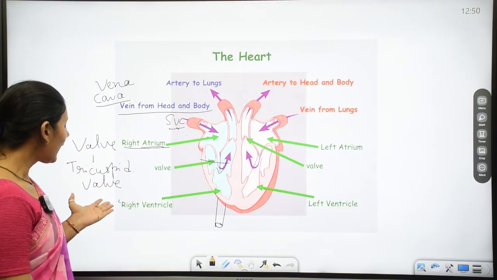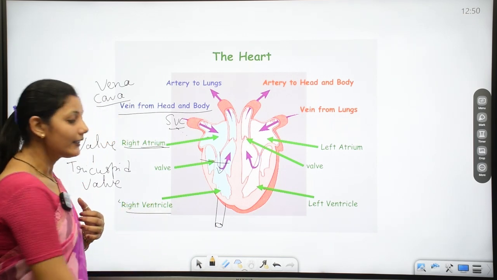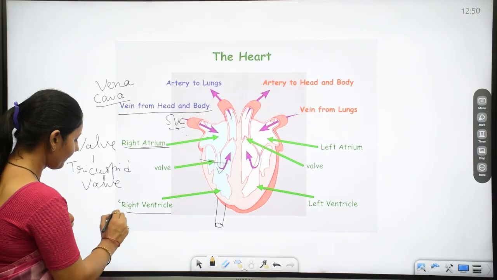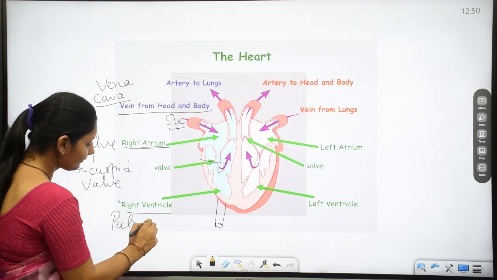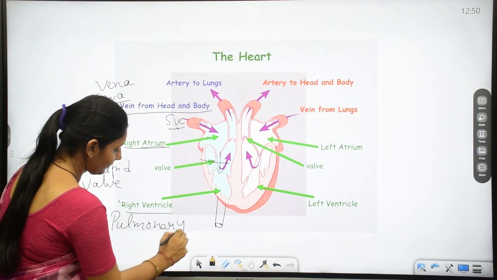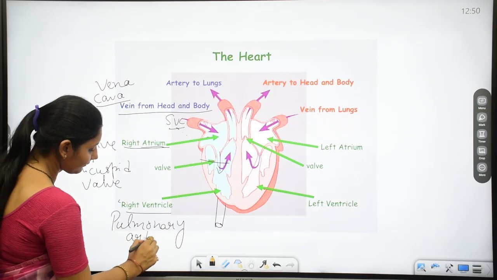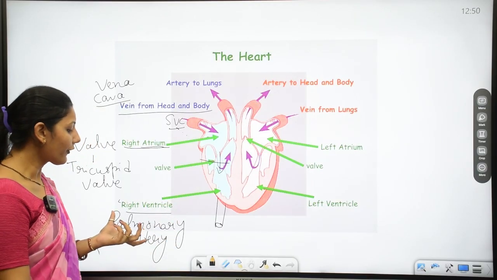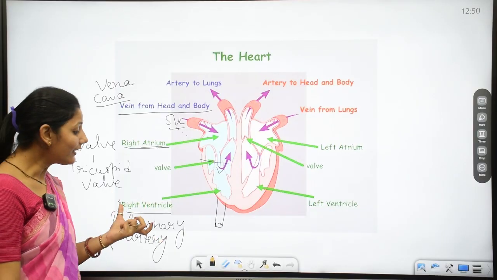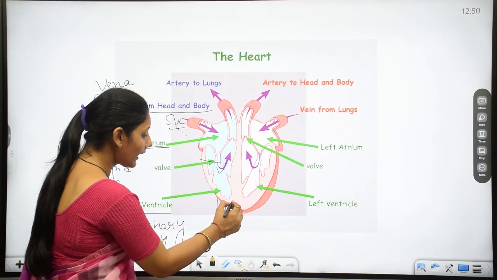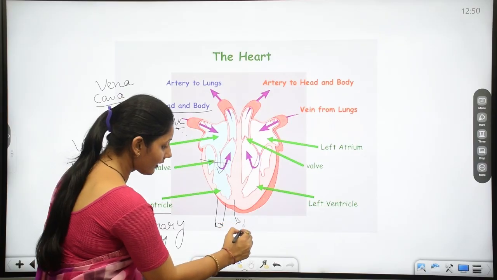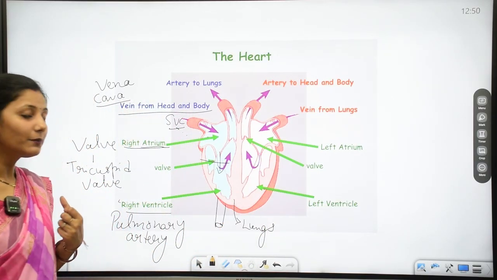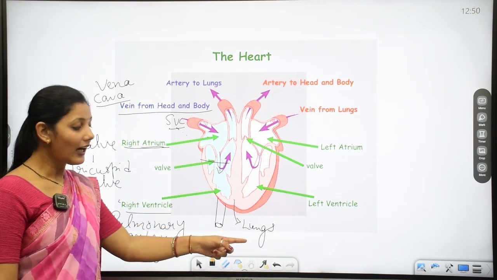Now, from the right ventricle, there is another blood vessel present, which is known as the pulmonary artery. This pulmonary artery is responsible for carrying the blood from the ventricle to the lungs. It carries the blood from the ventricle to the lungs.